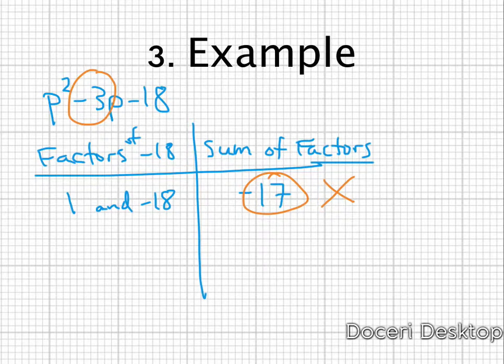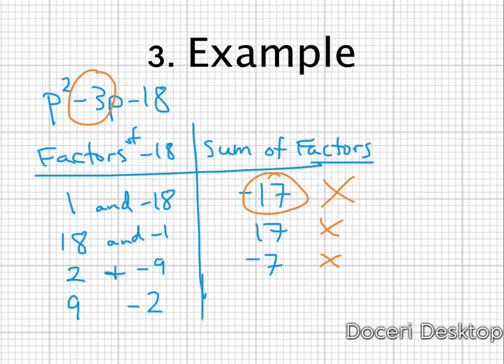Then I'll try positive 18 and negative 1. Well, this gives me a positive 17, but that's still not 3. So my answer is not 18 and negative 1. Then we can try 2 and negative 9, but this adds to negative 7, not negative 3. So again, this is not my choice. If I do positive 9 and negative 2, this adds to positive 7, which again is not the right answer, because I have to have it add up to negative 3.